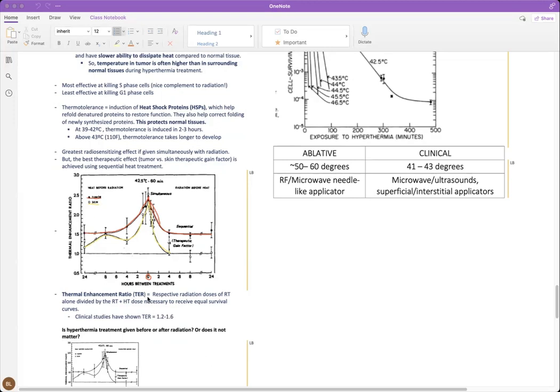Thermal enhancement ratio. This is the last term. Respective radiation doses of radiation alone divided by the radiation plus hyperthermia dose necessary to receive equal survival curves. So the dose of radiation divided by the total dose of radiation when you're giving hyperthermia to achieve the same survival. Clinical studies have shown a thermal enhancement ratio of 1.2 to 1.6.